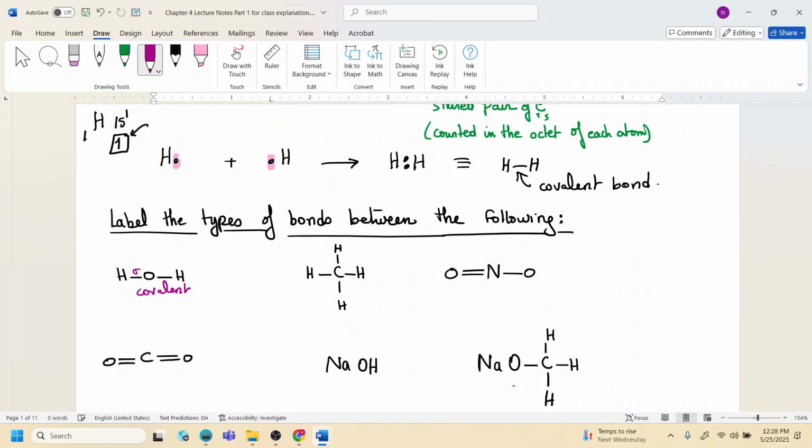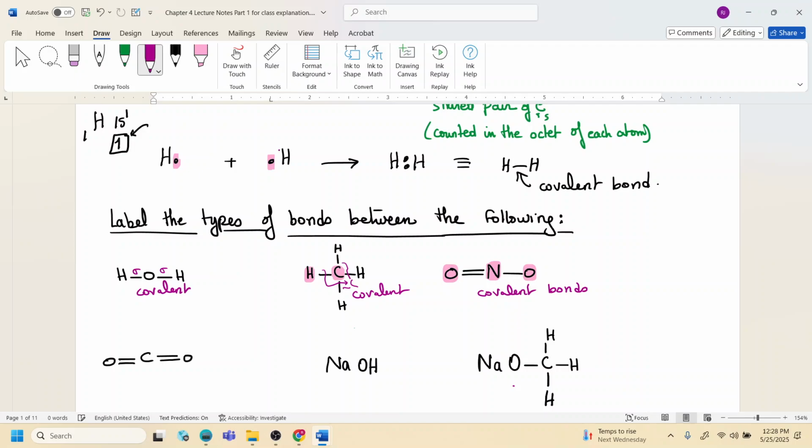Guys, these bonds, we call them sigma bonds. These are called sigma bonds, and they are covalent bonds. Between a carbon and the hydrogen, a carbon is a nonmetal, a hydrogen is a nonmetal. Between two nonmetals, we have covalent bonds. So all of these bonds that you see over here are considered to be covalent bonds. Nitrogen is a nonmetal, oxygen is a nonmetal. All of those bonds are considered to be covalent bonds.